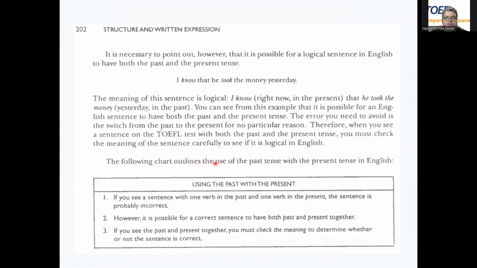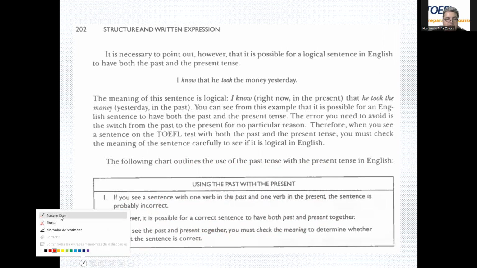So here's a chart which outlines the use of the past tense with the present tense in English. Using the past with the present: if you see a sentence with one verb in the past and one verb in the present, the sentence is probably incorrect. However, it is possible for a correct sentence to have both past and present together. If you see the past and present together, you must check the meaning to determine whether or not the sentence is correct. Is it logical?